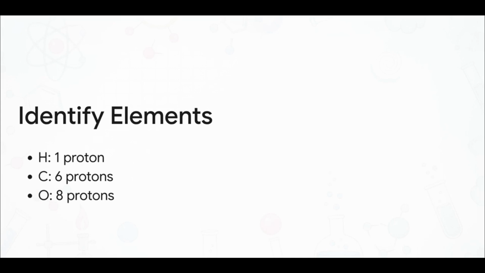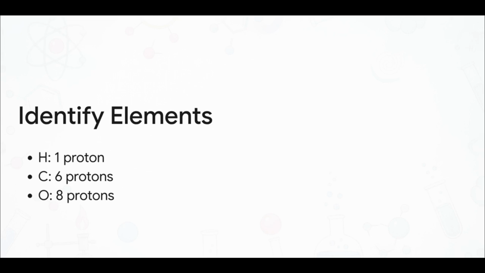To really lock this in, let's run through a few quick examples. Hydrogen has exactly 1 proton, right? So its atomic number is 1. Carbon has 6 protons, making its atomic number 6. Oxygen has 8 protons, so naturally, its atomic number is 8. You can think of the atomic number as an element's ultimate fingerprint.